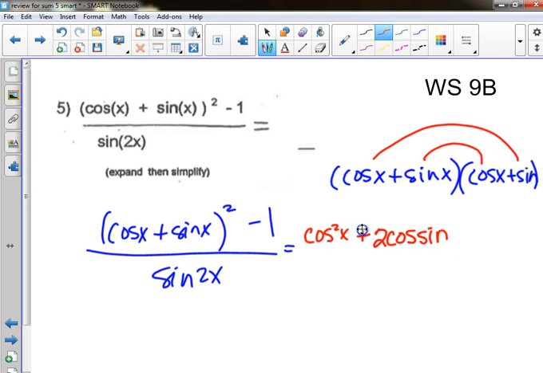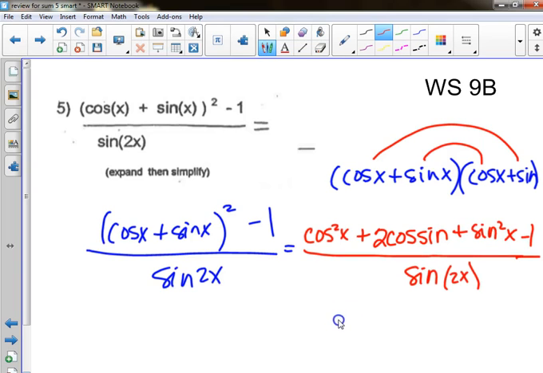Does it matter if I write that sine cosine? It's all just multiplied, right? So any order. And then a plus sine times sine would be a sine squared. Okay, I forgot some x's, forgive me. There's also a minus 1 on top. And on the bottom, we have a sine of 2x. Ideas?